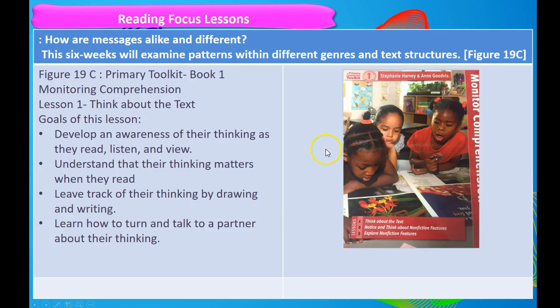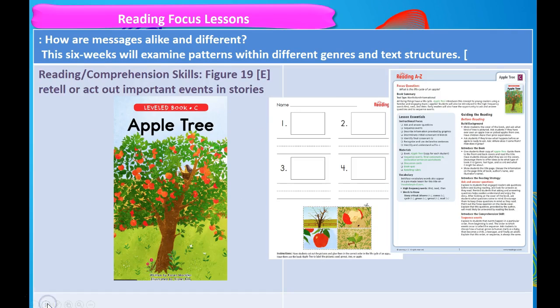I know that you probably already have done the primary toolkit, book 1 and comprehension toolkit, but this is just so important about them really using and monitoring their comprehension. That's what figure 19C is all about. So if you've already done those lessons, use the guide lessons and rinse and repeat with different literature.